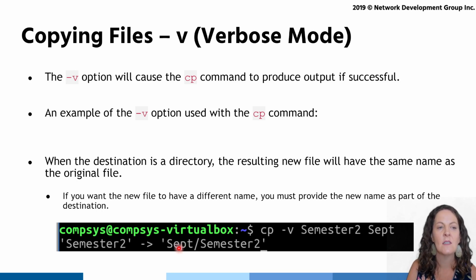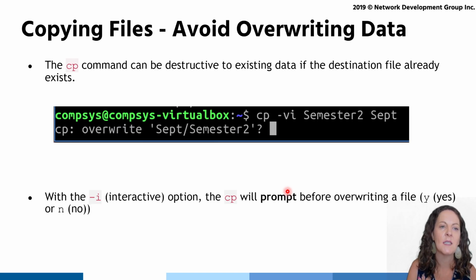So when the destination is a directory, the resulting new file will have the same name as the old file, semester 2, semester 2. Okay, so verbose, the word verbose means containing more words than necessary. In other words, it's kind of an excess. So this is giving me a bit of an excessive output, but there are times that you might want to see what's happening. So it's a good use of that. Always be careful of overwriting data. The copy command, as I said, will overwrite what's in the destination unless you tell it not to.